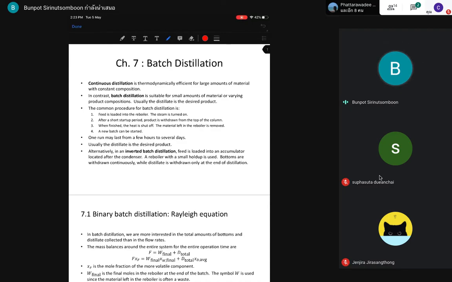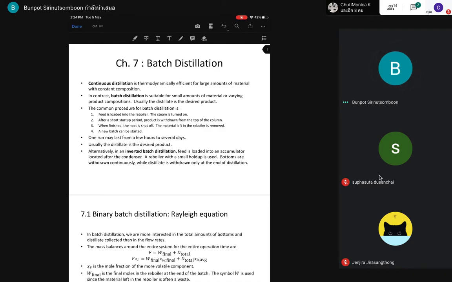In our previous calculations, you guys had to deal with continuous systems. But for this one, it's batch distillation, where there is no continuous flow. You put all the feed into the system and wait for it to operate until you stop the process. So the process doesn't operate continuously, but only works batch by batch.